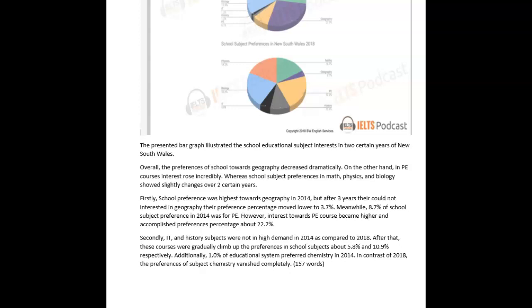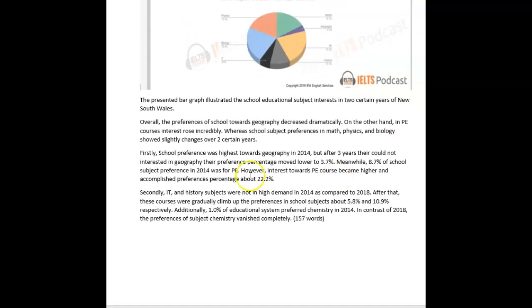Let's talk about that. So here, this isn't really particularly clear. It creates some incoherence. The preferences of school. The school itself doesn't have preferences, but it's the students who show preferences in here. So this is a rather awkward way of saying it. So again, let's try to rephrase it. So overall, the preference towards geography decreased dramatically. On the other hand, interest in PE rose. You don't want to say incredibly.